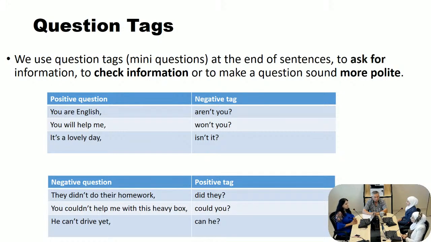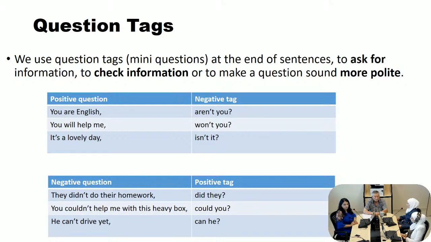Another example: you will help me. Here the auxiliary is will, in the positive, so we put the tag in the negative: won't you? It's a lovely day. Here the auxiliary is is, because it is followed by an adjective. So the tag is, isn't it?